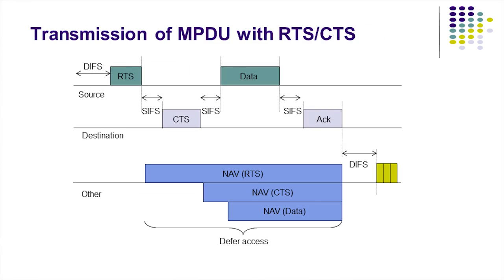Stations can choose to use RTS and CTS whenever the service data unit exceeds the value of the RTS threshold, or to always use RTS and CTS. The figure shows a timing diagram that illustrates the transmission sequence of the frames. We can see the overhead of RTS and CTS frame transmissions imposes additional delay.